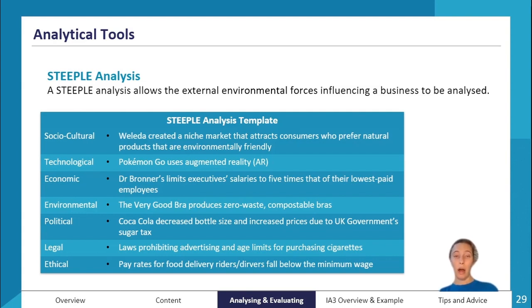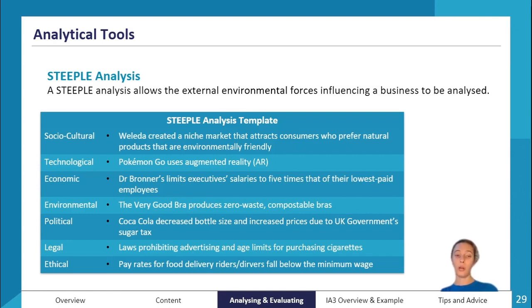Environmental: the Very Good Bra, which is a sustainable organization that makes bras completely without wasteful materials. It has that offering of compostable bras, so you're not going to throw it out and it goes into landfill and contributes to environmental problems. So that's where that fits into that environmental space.